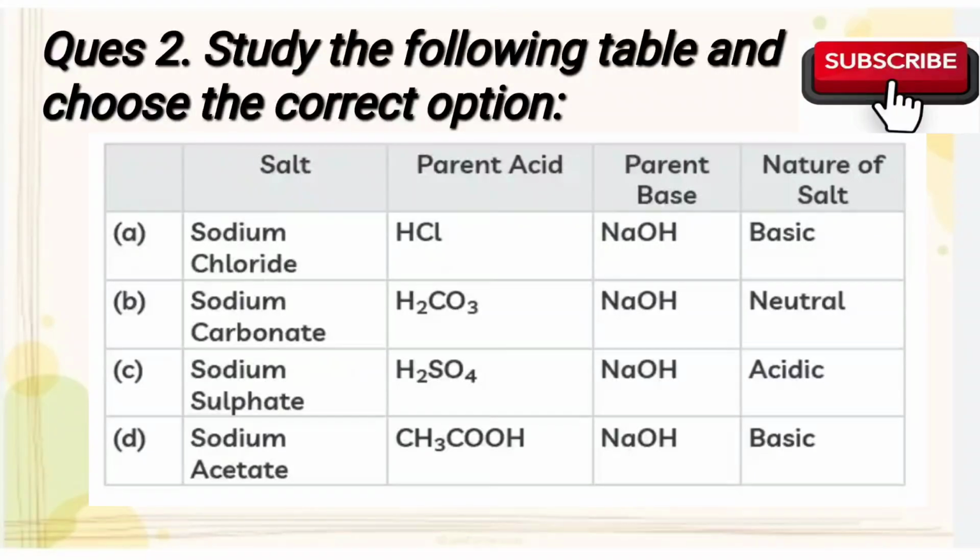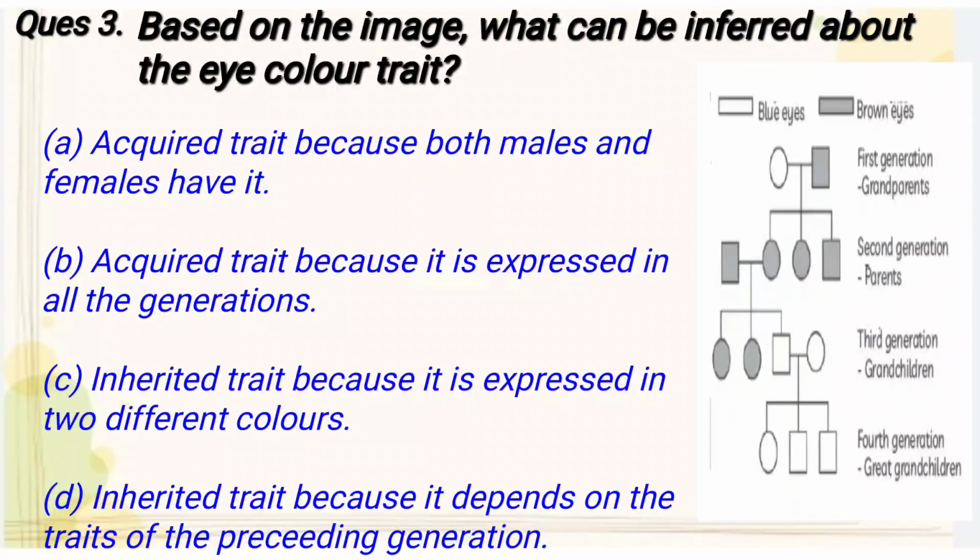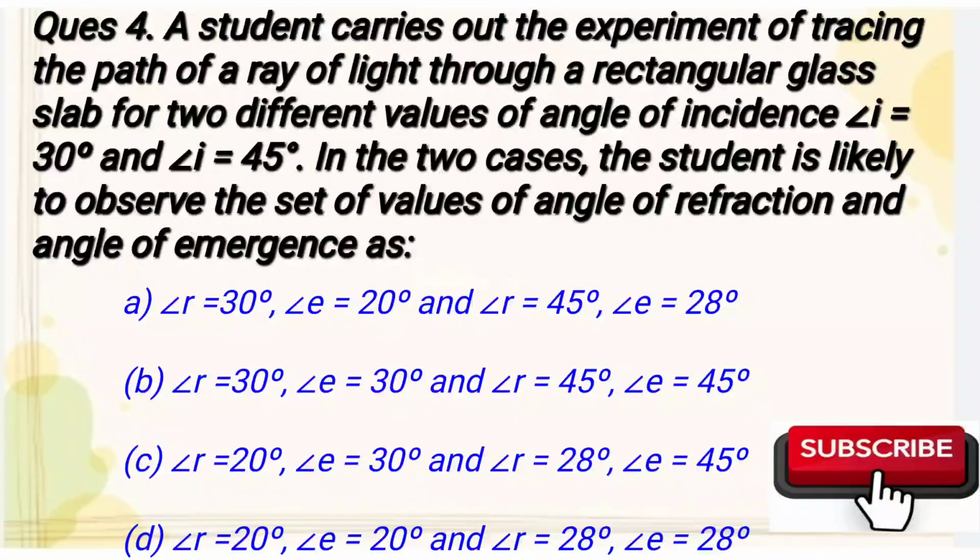Study the following table and choose the correct option. Option D is the correct option. Based on the image, what can be inferred about the eye color trait? Option D, inherited trait because it depends on the trait of the preceding generation.